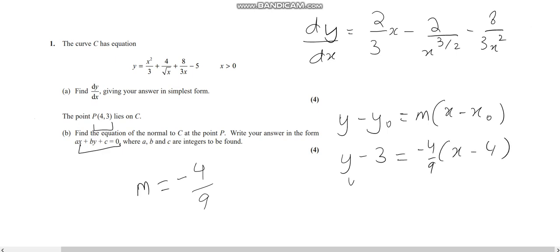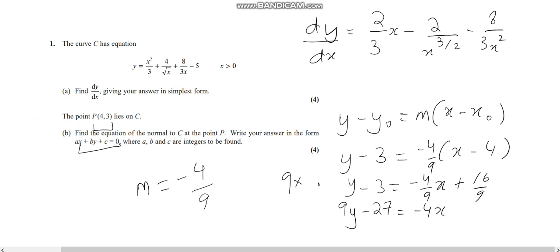Now just simplifying that, y minus 3 is equal to minus 4 over 9 times x. Minus 4 upon 9 into minus 4 will become positive 16 over 9. Now guys, we can see that there is an integer and a fraction here. So to remove the fraction, we'll multiply both sides by 9, and that will become 9y minus 27 equal to minus 4x plus 16.